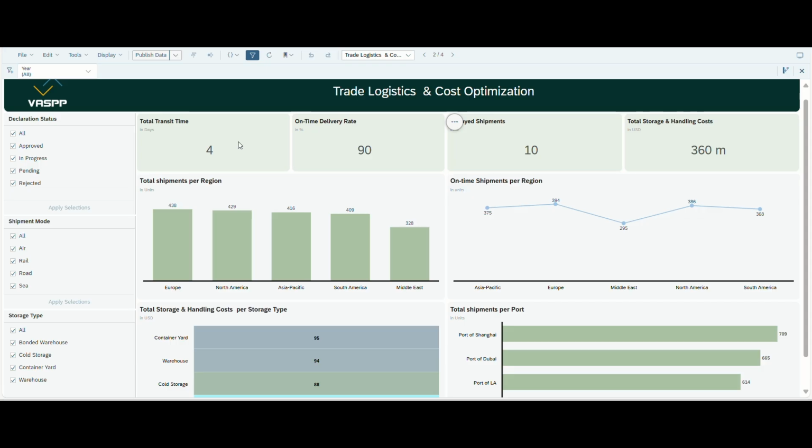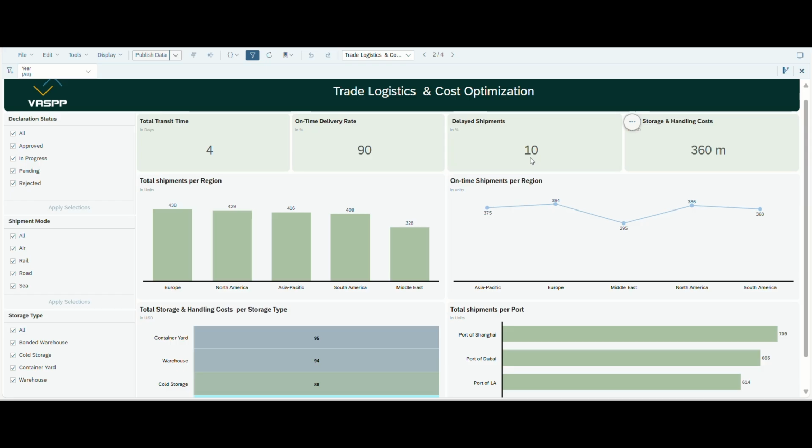The on-time delivery rate, currently at 90%, adds accountability. However, that still leaves 10% of shipments delayed, as captured in the delayed shipments KPI. Each delay can trigger cost overruns, contract penalties, or reduce customer satisfaction.